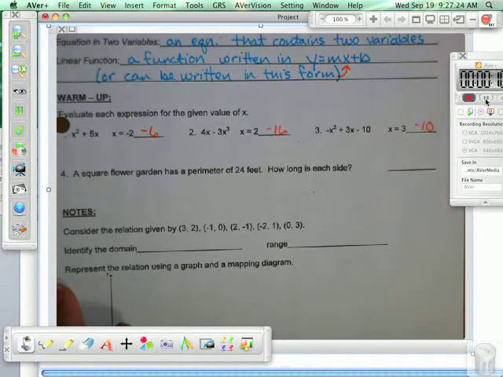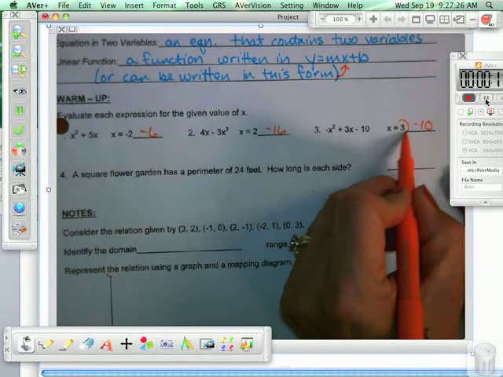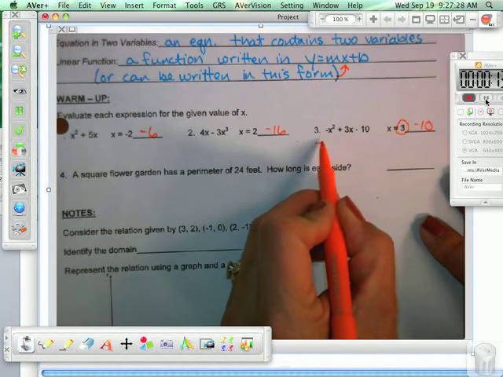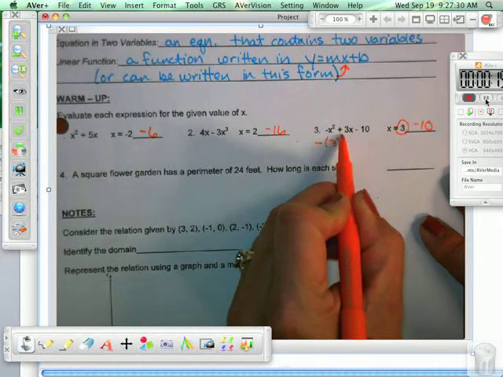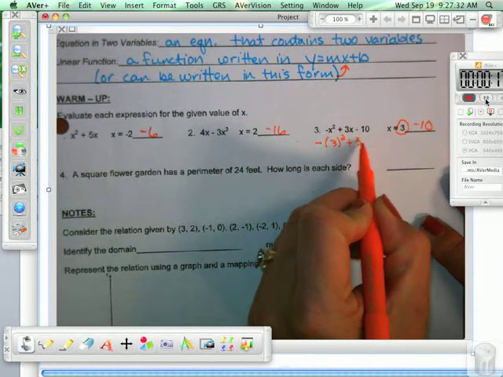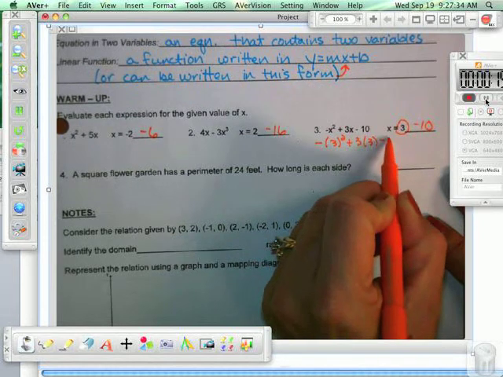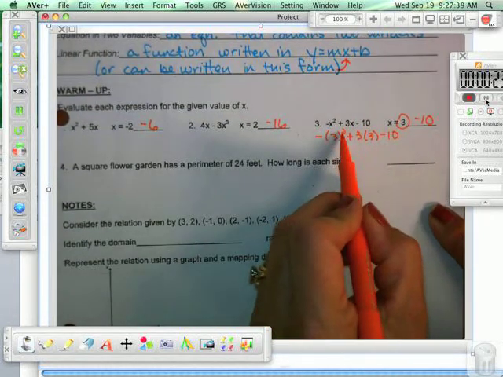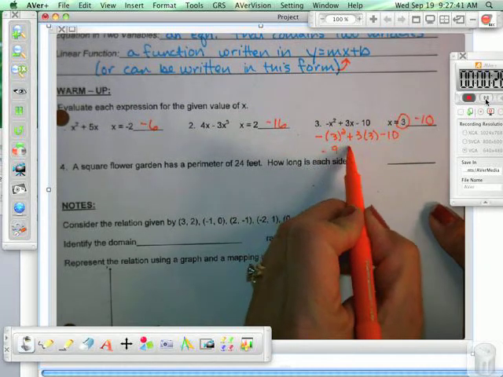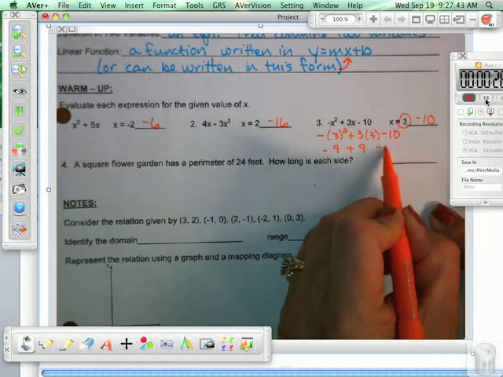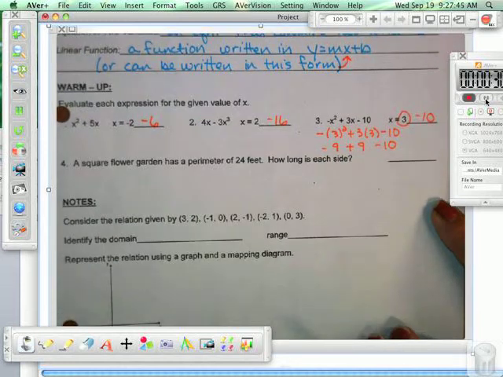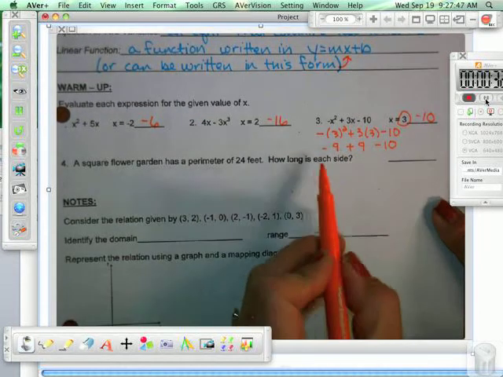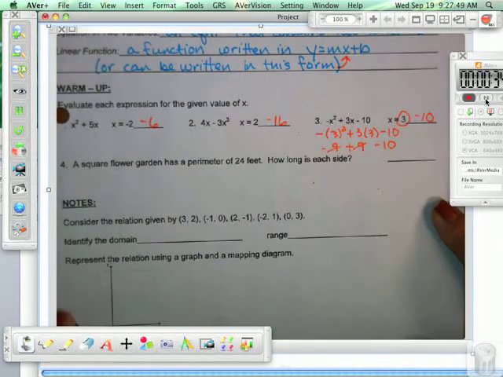If you take 3 and plug it in where x is, this negative stays outside. Following order of operations, you square 3 first and you get negative 9 plus 9 minus 10. And then these two cancel each other out and you end up with negative 10. Yeah?